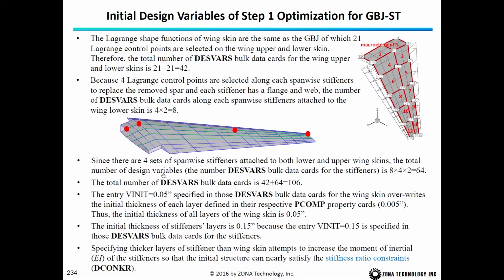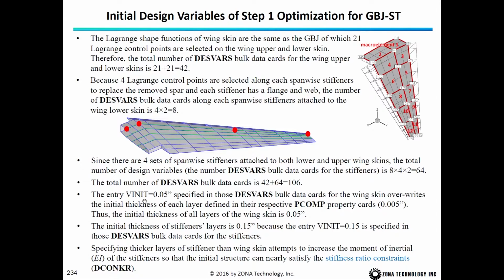Since there are 4 sets of spanwise stiffeners attached to both upper and lower wing skin, the total number of DESVARS is 8 times 4 times 2, which is 64. So this 4 is the 4 spanwise stiffeners. This 2 is one for the upper, one for the lower wing skin. Therefore, the total DESVARS of the GBJ-ST is 106.